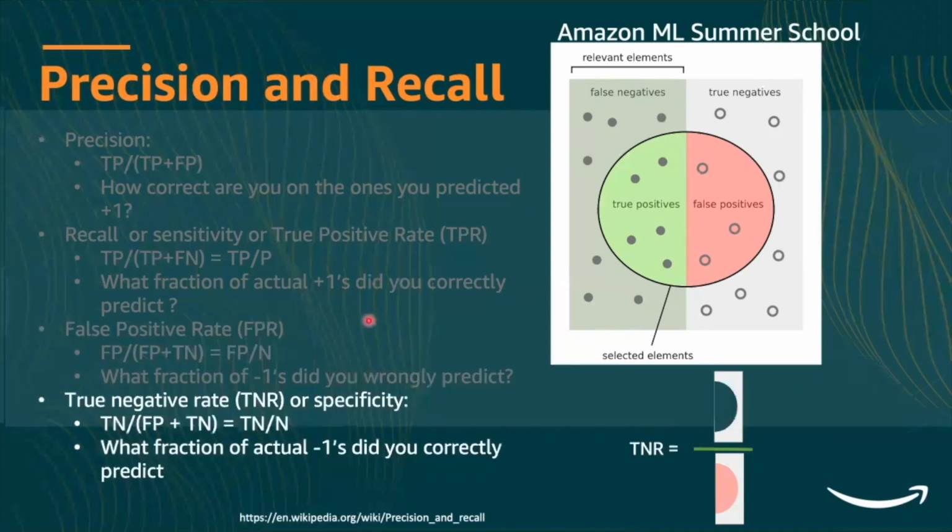Similarly, you can also compute the true negative rate. The true negative rate is basically the fraction of actual negative samples which you correctly predicted. So from this figure, this is the sample set which the model said, hey, I am confident that these are negative, to the total negatives. So this is the true negative rate, or it is known as specificity.